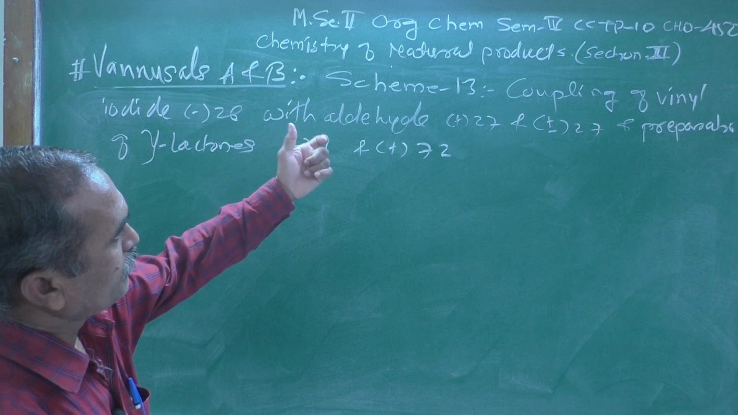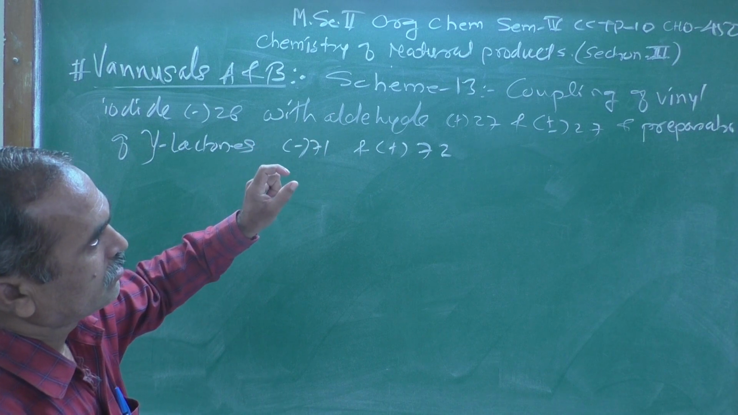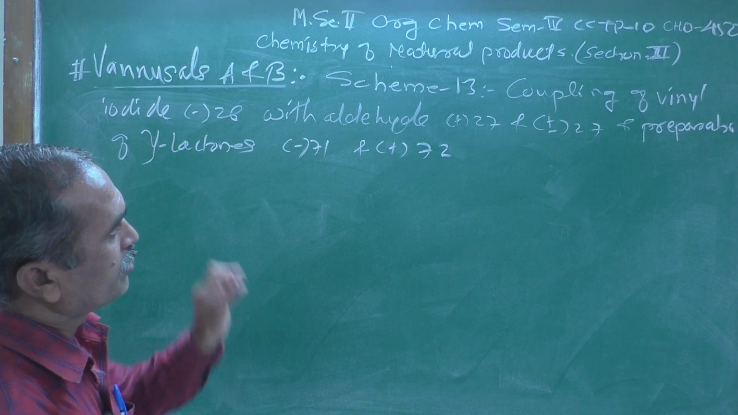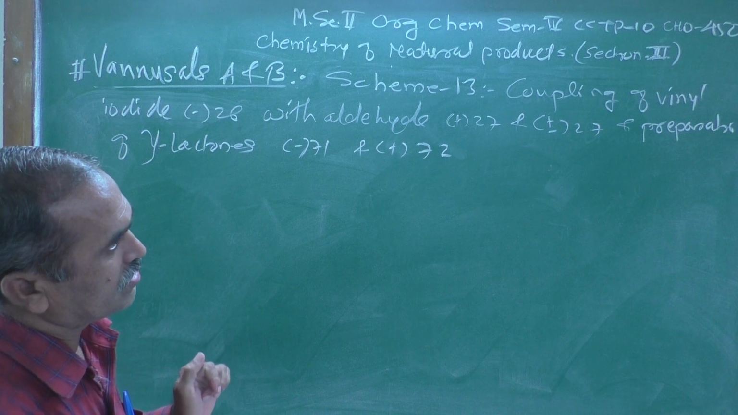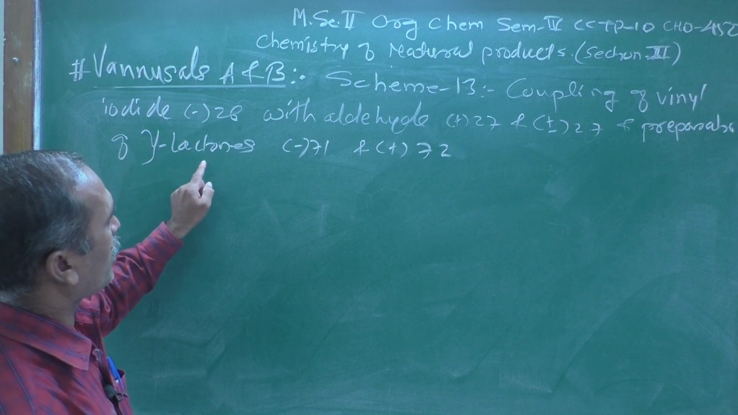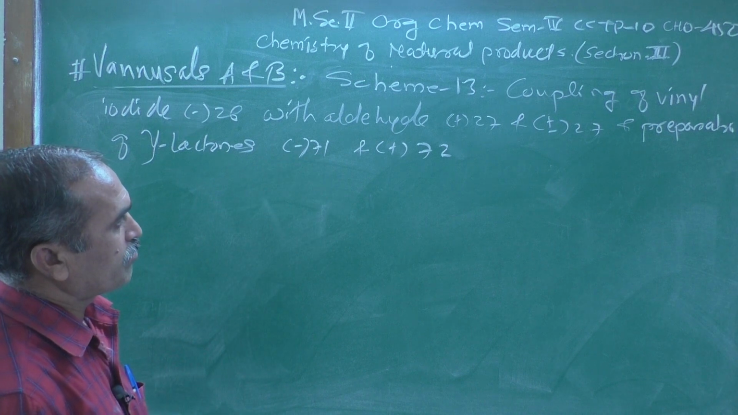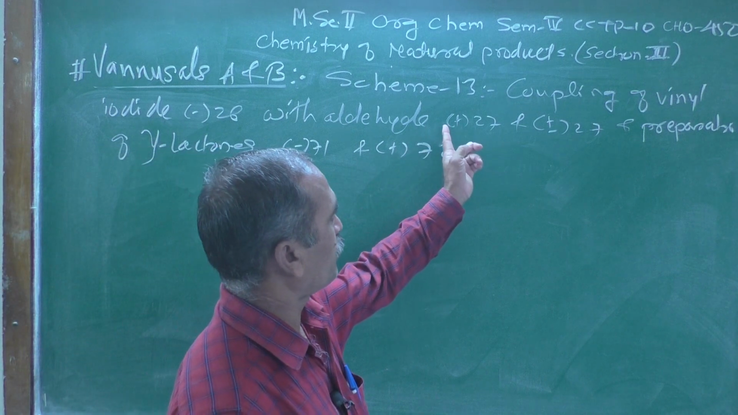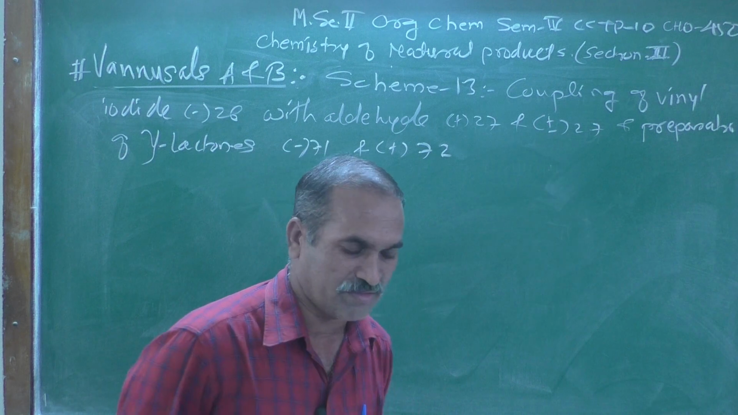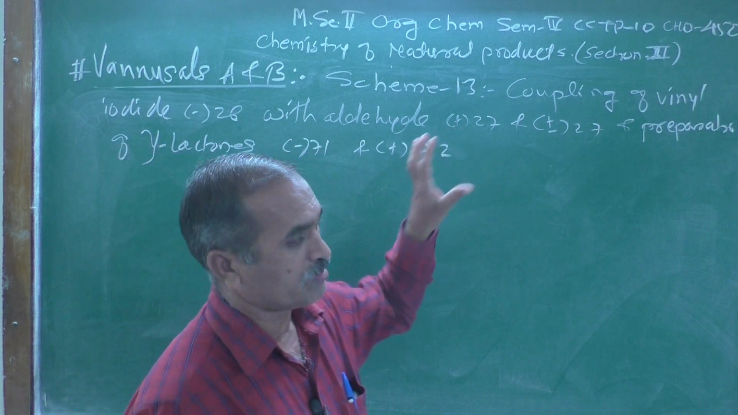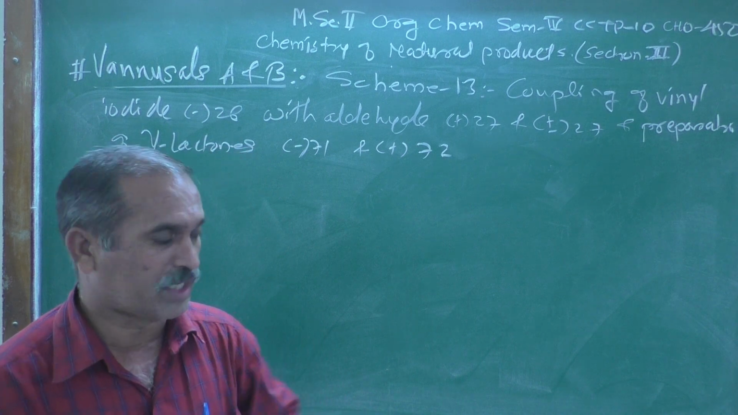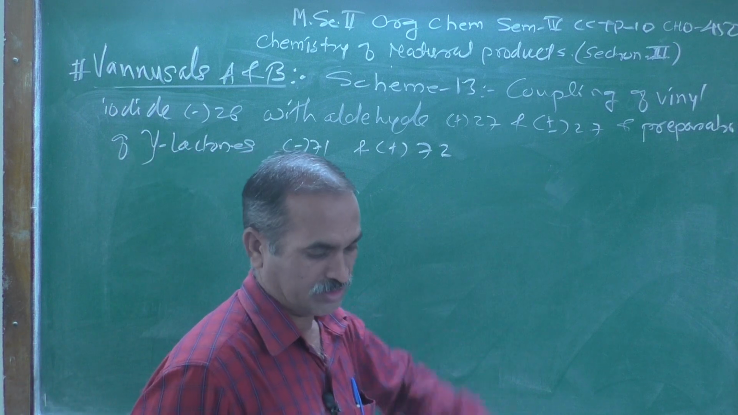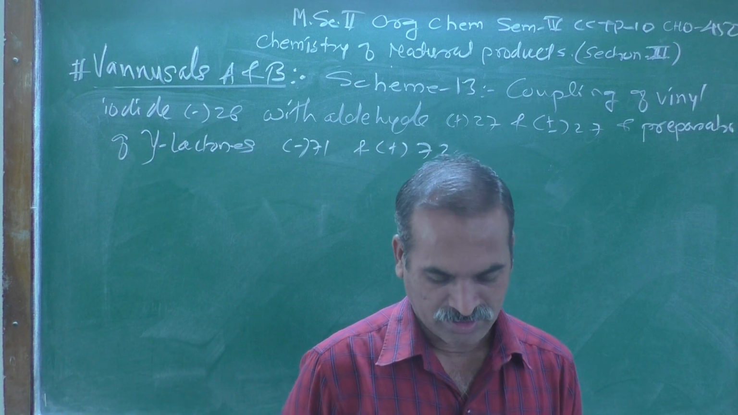See, the heading of scheme number 13 is coupling of vinyl iodide -26 with aldehyde +27 and ±27 and preparation of gamma lactones -71 and +72. What are those? Remember here +27 means it is an enantiomerically pure compound, and ± means it is a racemic mixture. So that is the difference between them.